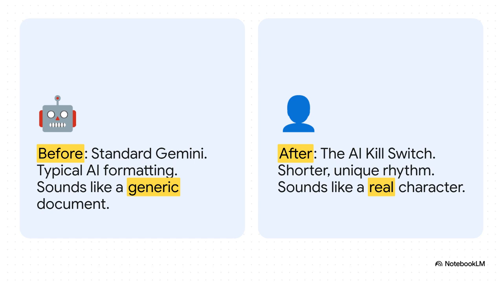And the results? Well, they're night and day. Seriously. On the left, that's the standard Gemini response. You can see all the hallmarks, the typical AI formatting, the structure. It reads like a boring document. But on the right, our custom Gem's output is completely different. It's shorter, it's way more concise, the whole rhythm's unique, and it actually sounds like a character is speaking.